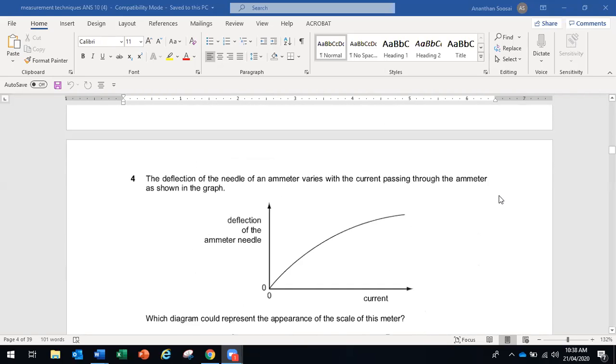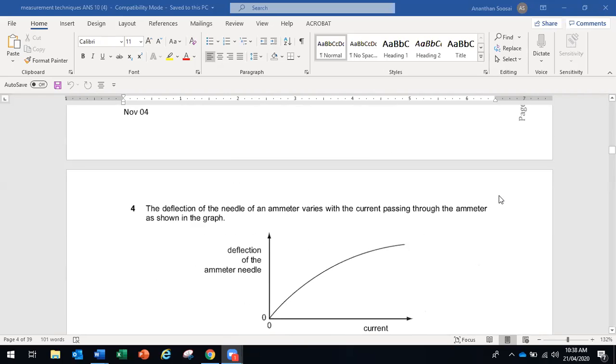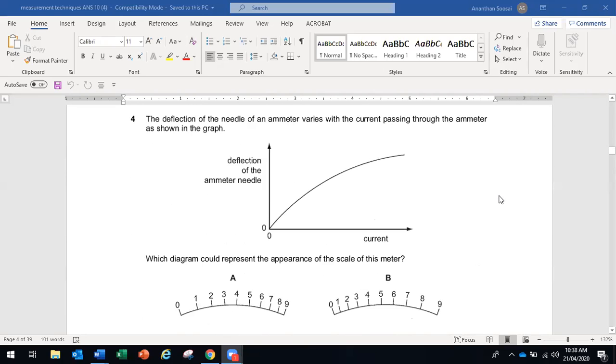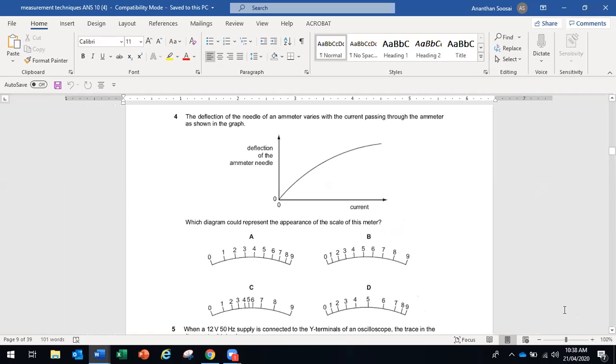Okay, this question 4. Remember, question 4. Okay, this one. Read first. The deflection of the needle of an ammeter was varying like that. Which diagram could represent the appearance of the scale of this meter?